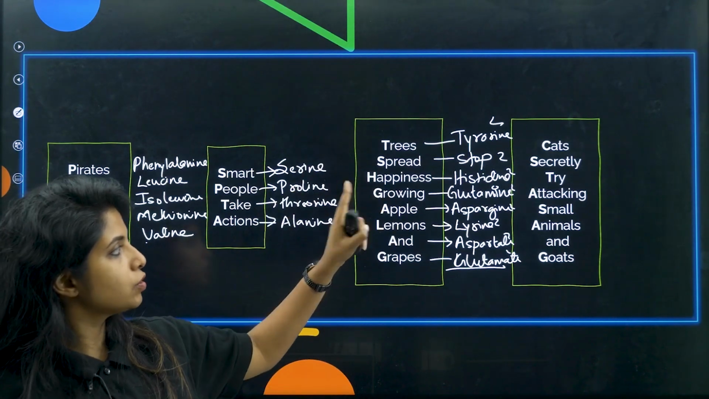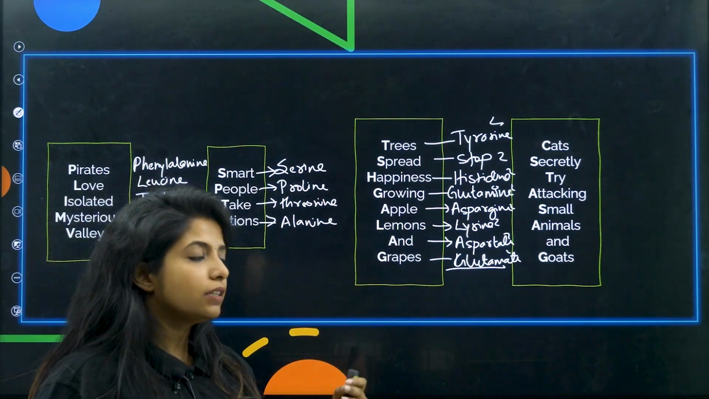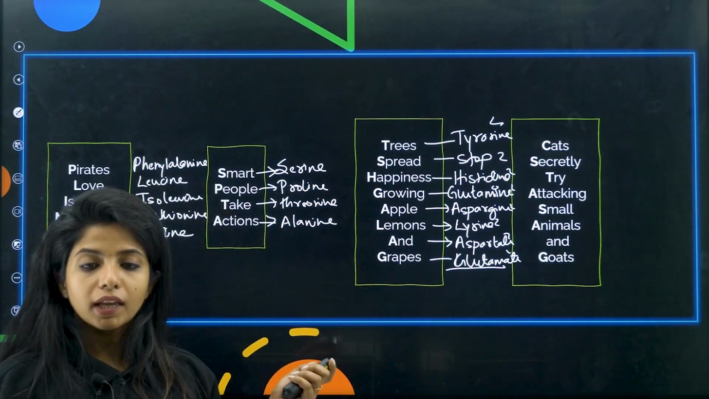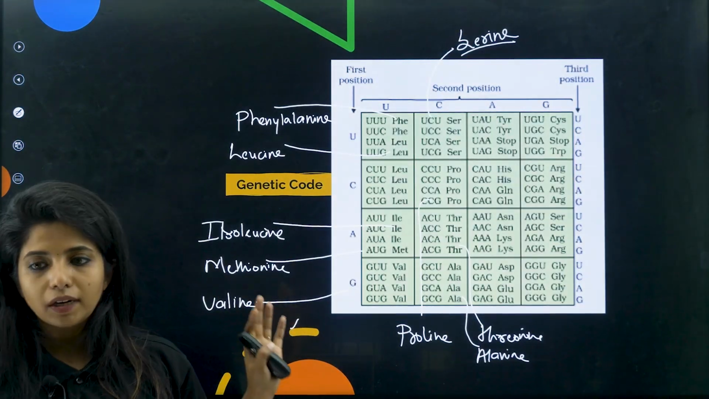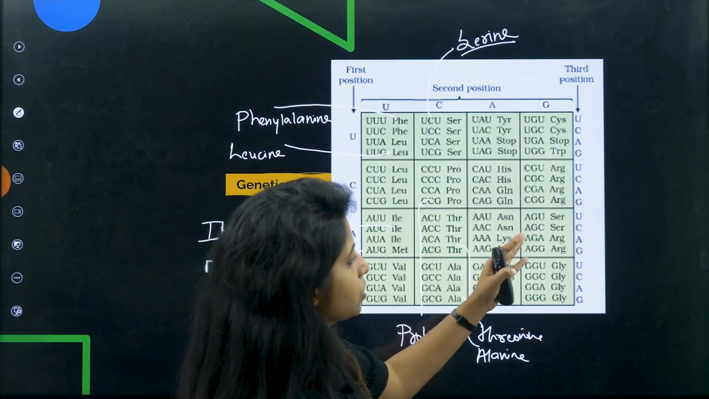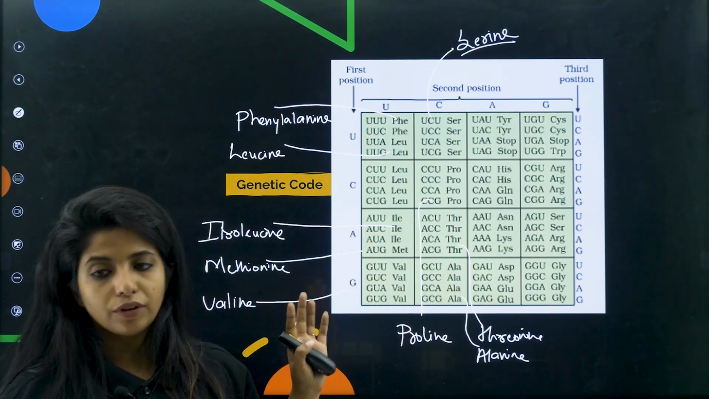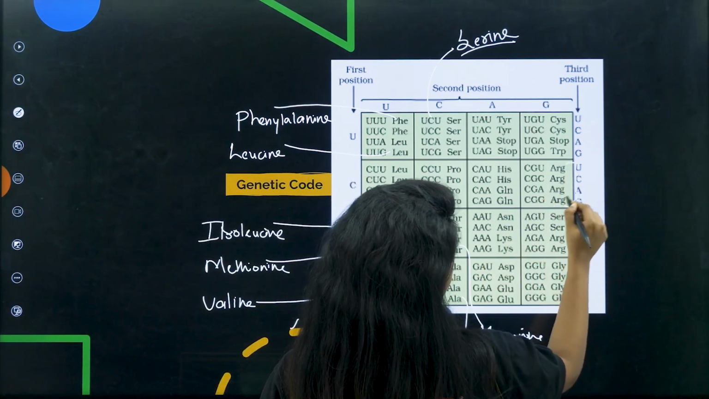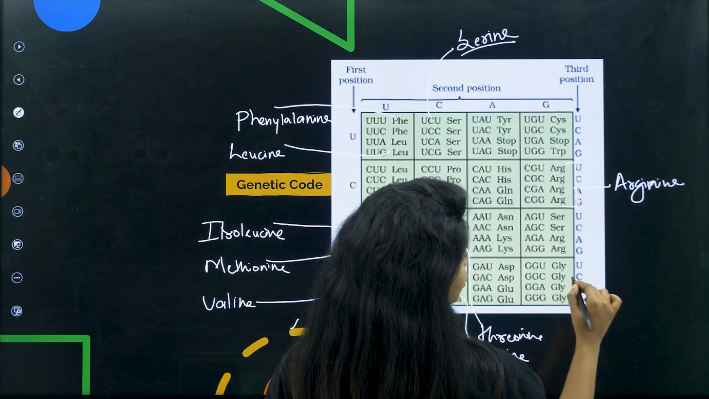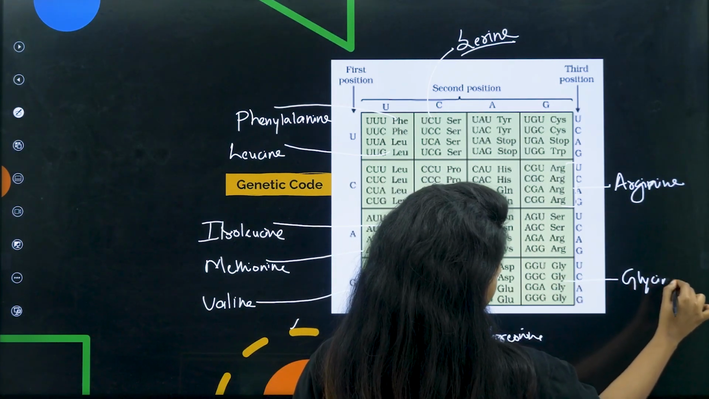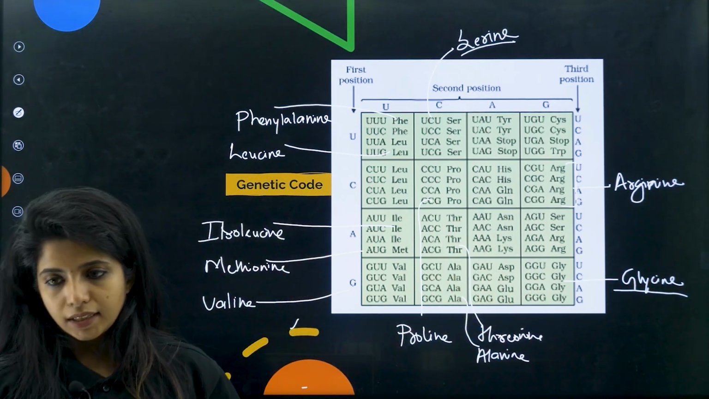So tree spread happiness growing apple, lemon and grapes. Okay, if it helps you can think like that, but listen, without any help also you can study. If you just sit and look at it for some time also, it will be fitted in your brain automatically. Okay, now coming to this, they have alternate things that have similar boxes and alternate where the things are very different. So in this particular box, in whole this box, it is arginine. It is what, children? Arginine. And this whole box, it is glycine. Okay, one whole box is arginine, one whole box is glycine.